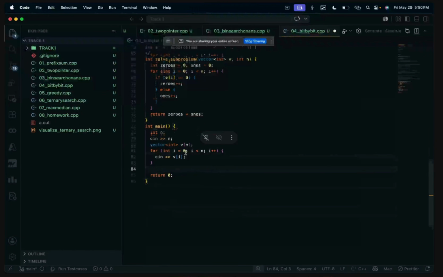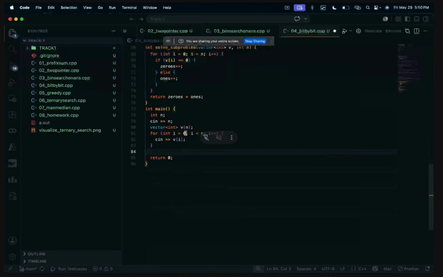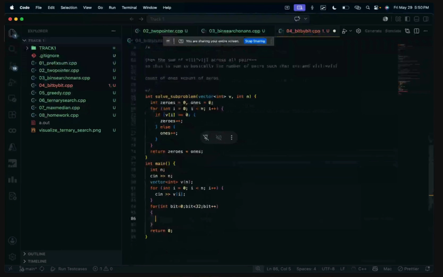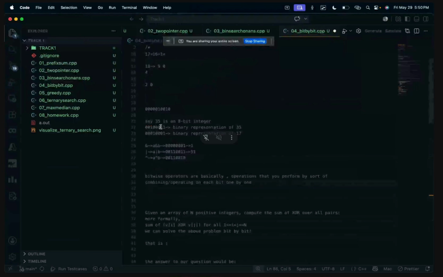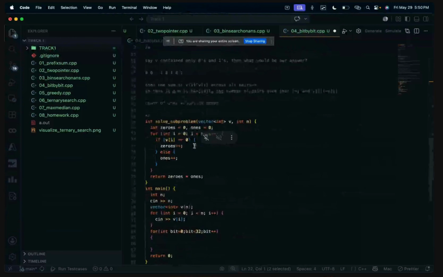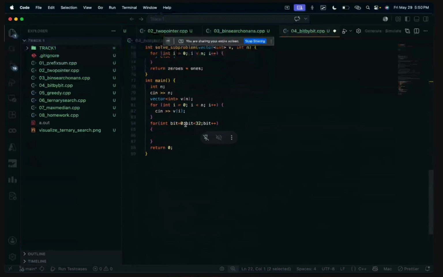So how would we solve if V does not contain only zeros and ones? So we would iterate for int bit equal to 0, bit less than 32. See, so say all of our numbers are 32-bit numbers. If they're smaller, we can just add extra zeros at the left to say that they're a 32-bit number. So for each bit, here we solve the subproblem on the bit from the right.